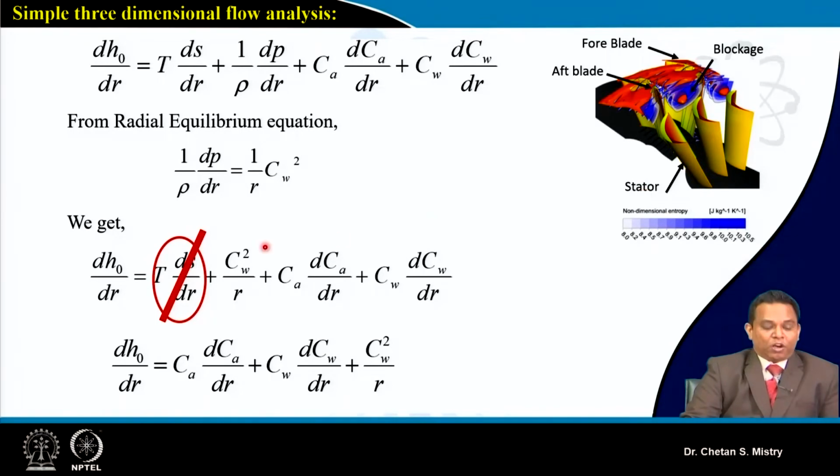For the sake of simplicity, for our case we will consider this as negligible, or we are omitting it at this moment, because it would give unnecessary complexity. So let's try to simplify that. We are omitting this part. So dH0 by dr now becomes Ca into dCa by dr plus Cw dCw by dr plus Cw square by r.